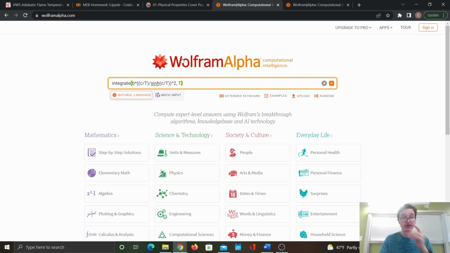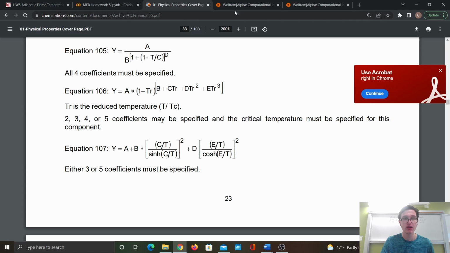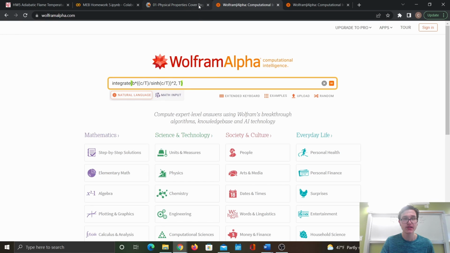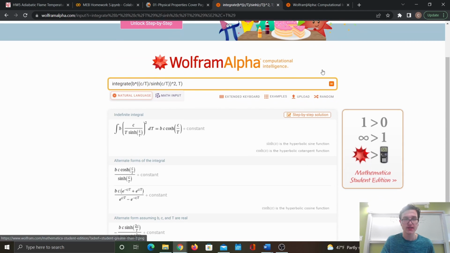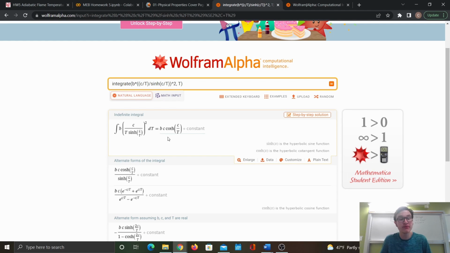We're using comma T to input that T is our integral variable. I want to make sure I've got that right. B times C divided by T. Yes, okay. I hit enter, that should work. Yes. Now hyperbolic cotangent works like cotangent, excuse me, is just 1 over the tangent. So we'll be using the 1 over the tangent in our code instead.